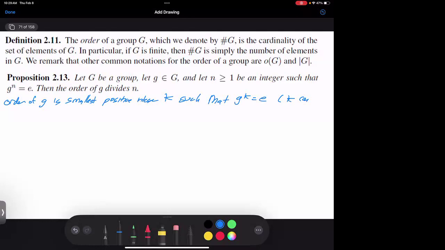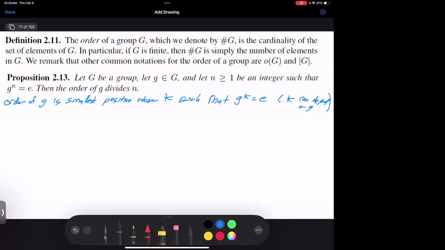K can depend on G. So I'm not saying every element has the same order. I could write K sub G to remind myself that this K depends on G. If I were to do stuff like this, the notation would quickly become overwhelming. And so we'll just keep it simple and say, look, for this problem, K is going to be the order of G, and it's going to be the smallest positive integer.